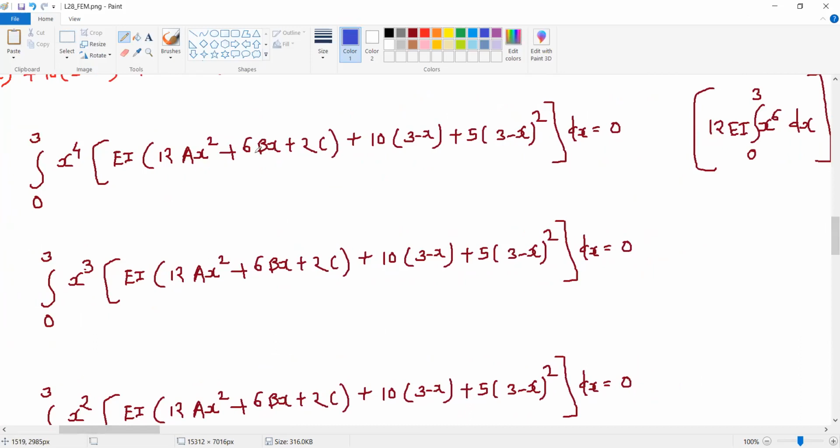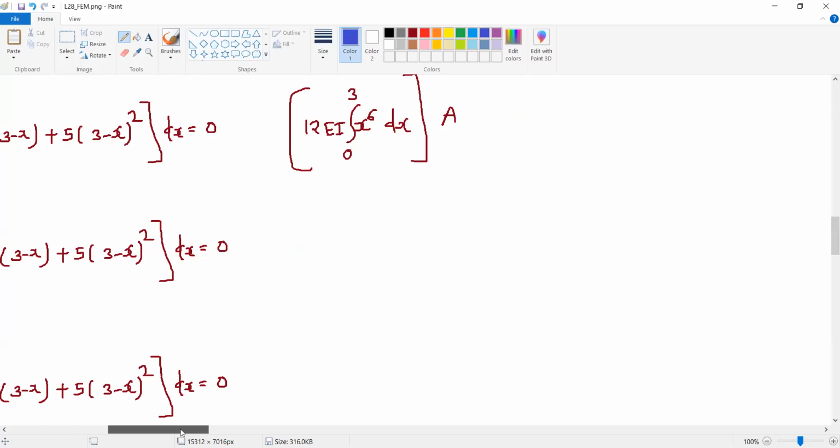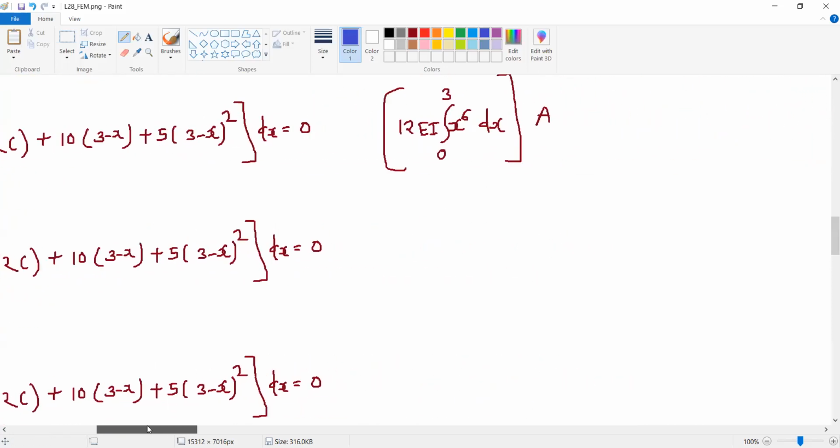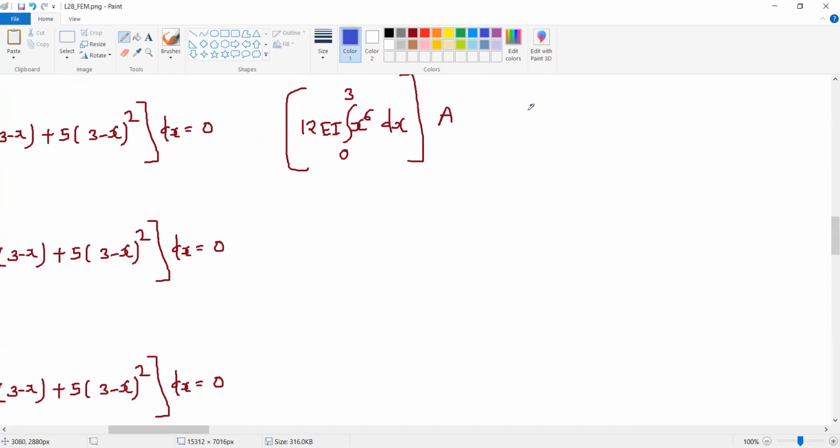Now, let us collect the coefficient of b. It is going to be 6x into this x raised to 4. So 6x raised to 5, and its integration from 0 to 3. And of course, EI is sitting there. So 6 EI, integration x raised to 5 dx, 0 to 3. This is the coefficient of b in the first equation.